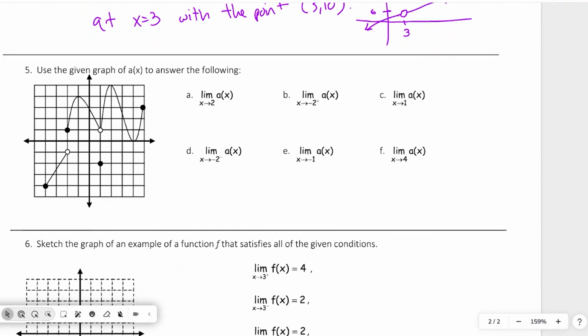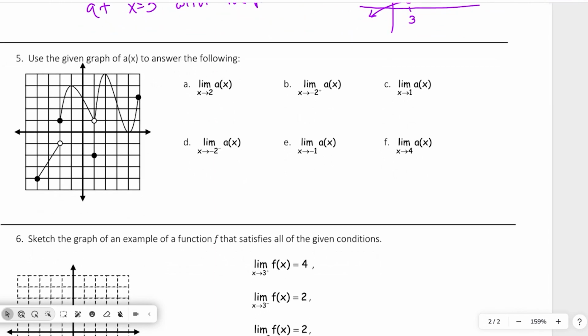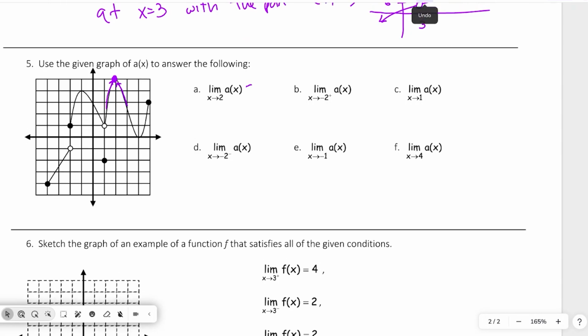Number 5 says, use the given graphs to answer the following. So these should be pretty rapid fire. We're just basically testing the left and right hand limits, making sure they're in agreement, unless they specifically ask us for one of the one-sided limits. So A says the limit as x approaches 2. So as we approach 2 from the left and we approach 2 from the right, we can see both sides are pointing in the same direction. Then that's 1, 2, 3, 4, 5. So it's going to equal 5.